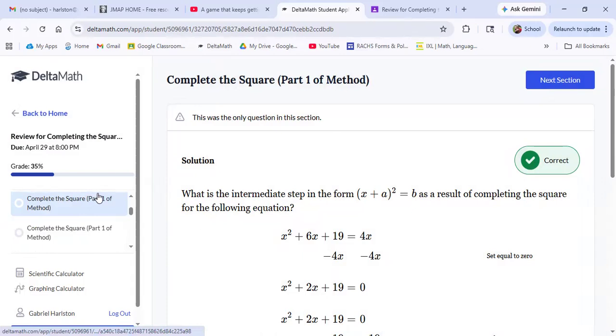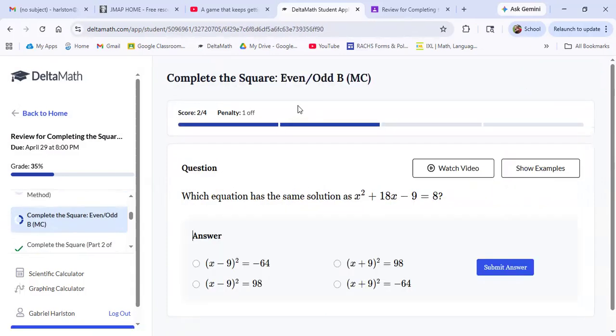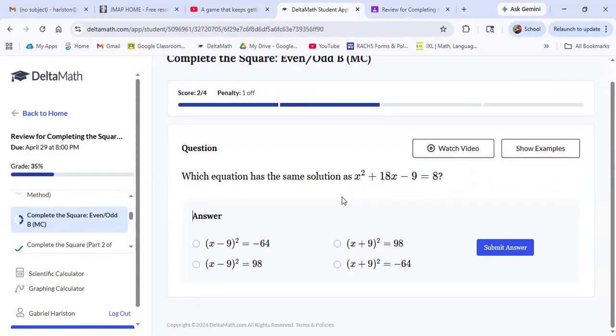Do I want to do another one of those? No, let's just go to the even-odd ones. Here are some multiple choice questions. There are going to be multiple choice questions on the exam, so don't freak out. Actually, they're easier.